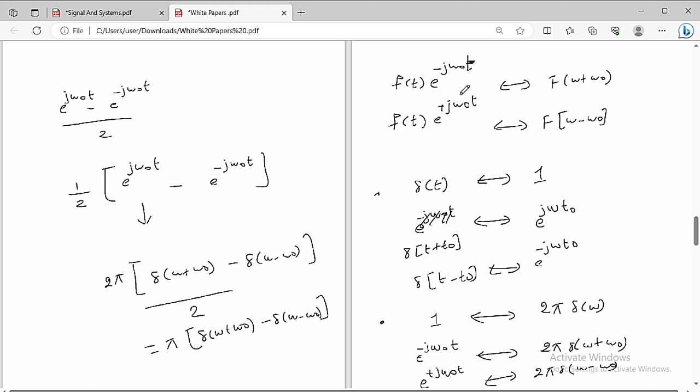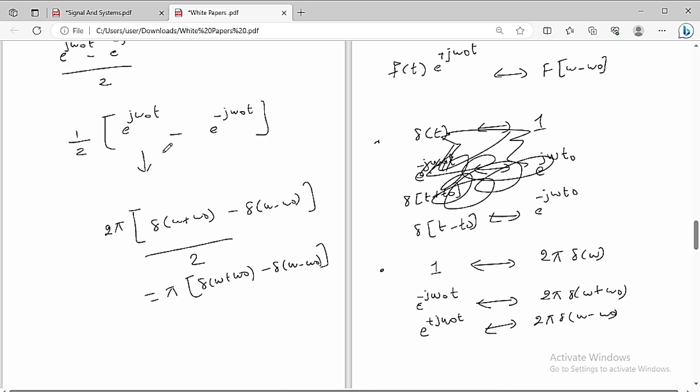Actually, f of t into e to the power of minus j omega naught t has the Fourier transform f of omega plus omega naught, and f of t into e to the power of plus j omega naught t has the Fourier transform f of omega minus omega naught. So now, just don't remember these things. For 1, we know the Fourier transform is 2 pi delta of omega. So suppose f of t is 1. So 1 into e to the power of minus j omega naught t has the Fourier transform f of omega plus omega naught, means replace omega by omega plus omega naught. For e to the power of plus j omega naught t, replace omega by omega minus omega naught. So for this one we know the Fourier transform, therefore this one also we know the Fourier transform. Just subtract and divide by 2.